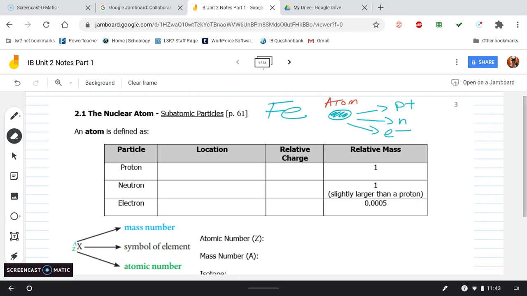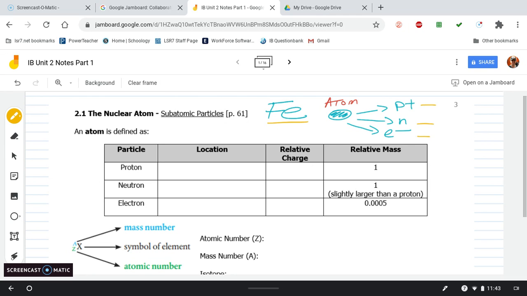Is that you go from iron now into individual components. So, all right, you should know this. You should be able to fill this chart out. So go ahead and pause, fill this chart out, and you should have no problem doing that.